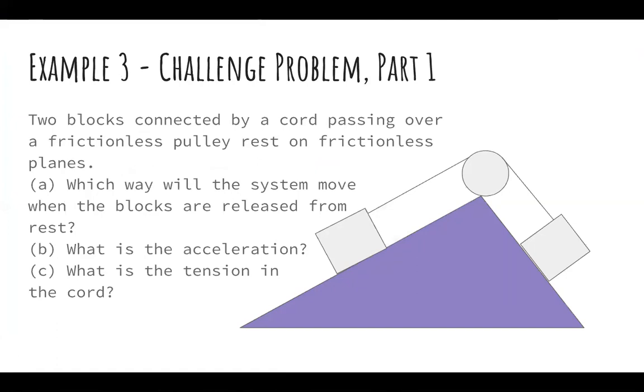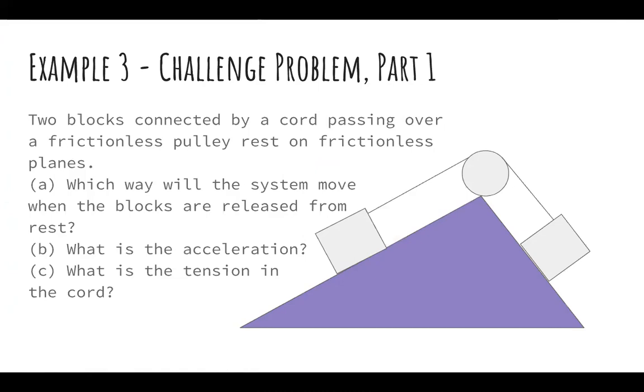We're asked which way the system will move when the blocks are released from rest. Initially, the blocks are being held where they are, and what we want to find is, when they are let go, which direction do the blocks accelerate? Part B is asking, what is that acceleration? Those are tied together. Part C is asking, what is the tension in the cord? As you will find out, once we have our answers for A and B, finding C is fairly easy.